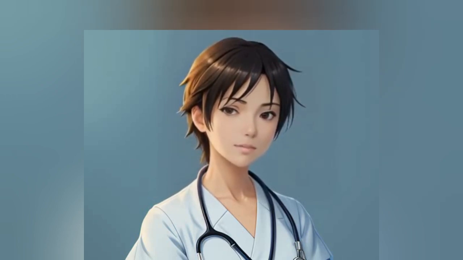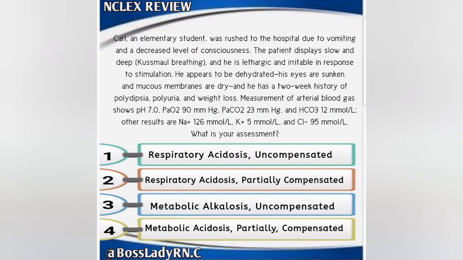Our NCLEX review today will be on the topic arterial blood gas analysis. Remember to click on the pause button and take time to think out your answer before the correct answer is given. Practice timing yourself at your own pace. Now, let's begin. The first question.